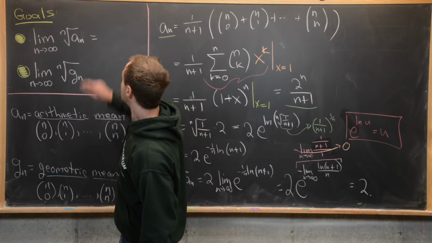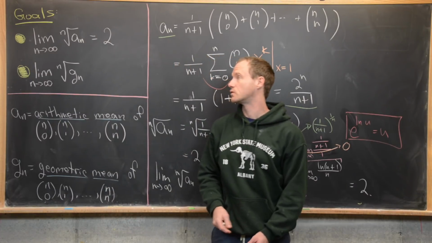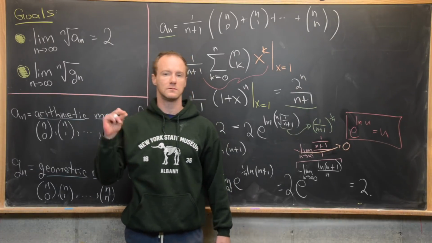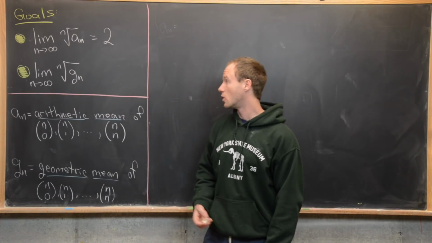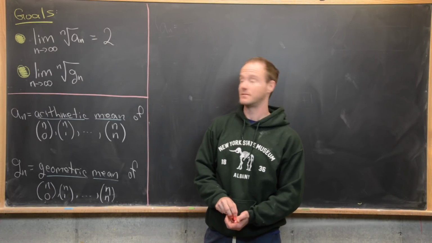This limit of the nth root of the arithmetic mean of these binomial coefficients is equal to 2. Okay, let's go ahead and clean this up, and we'll look at our second goal. Now we're ready to look at our second goal, which is the limit as n goes to infinity of the nth root of the geometric mean.